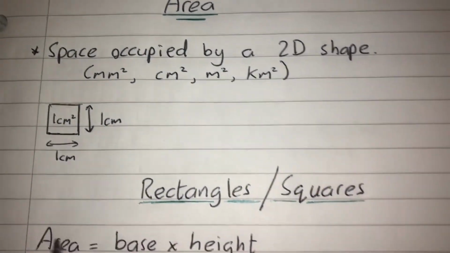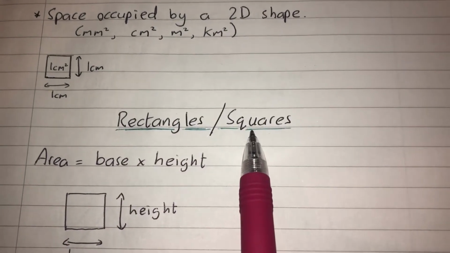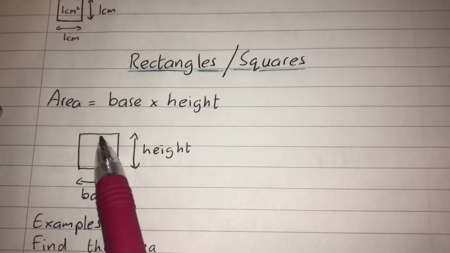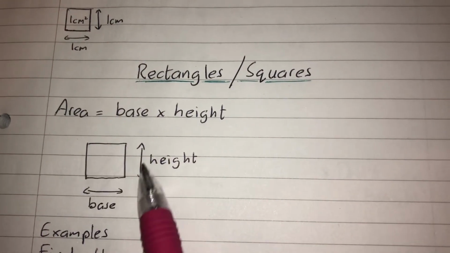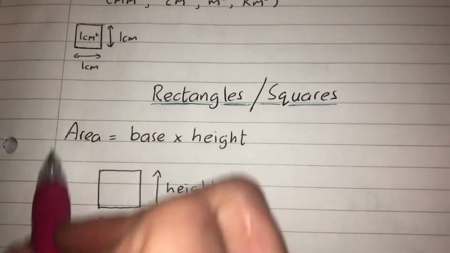So back onto what we're looking at, we'll start off by looking at rectangles and squares. And when we look at rectangles and squares, how we actually find the area within the shape is by multiplying the base and the height. And this is our formula for that.